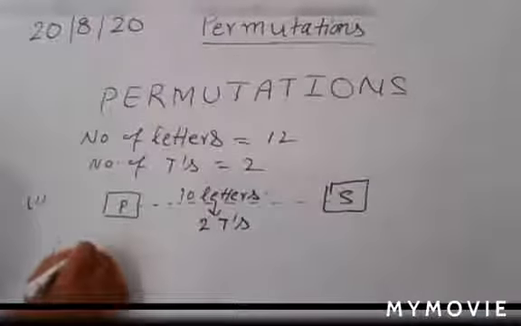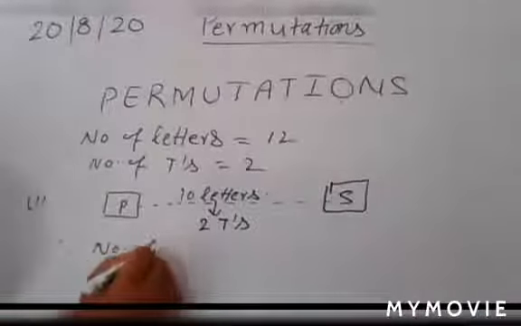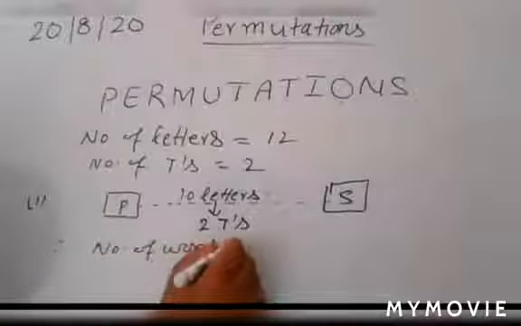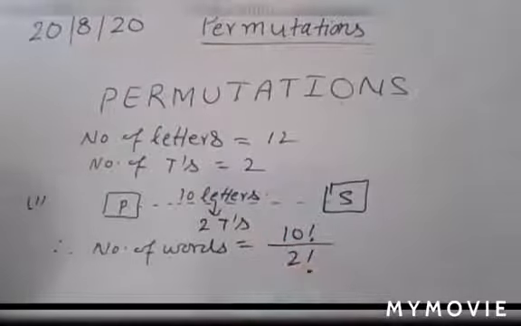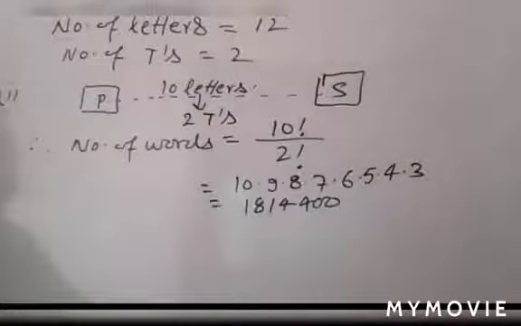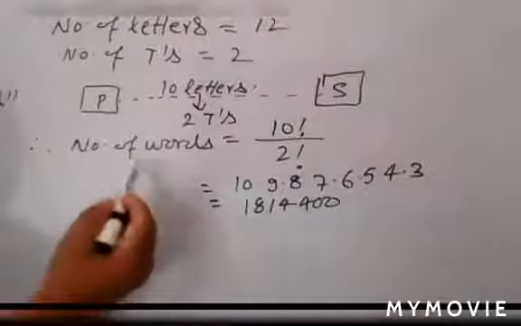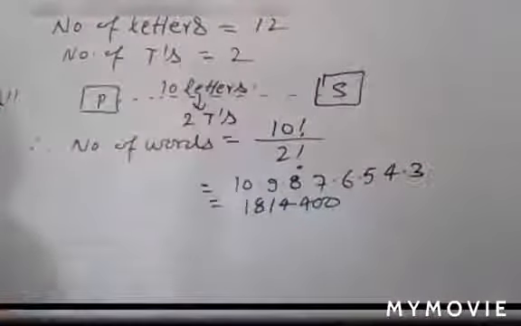So you can write the number of words. In this case, the number of words is factorial 10 upon factorial 2. Factorial 10 upon factorial 2. Okay, so you quickly solve it and tell me what your answer is. So here you take your answer when the 2 letters are fixed.